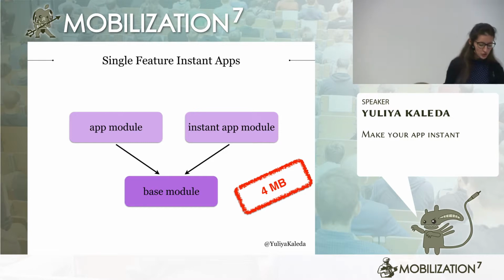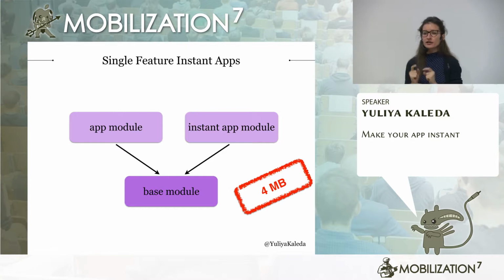But there is an issue with single feature Instant App, and the issue is the 4 megabyte size limit. Just because we have one base module, right? Once you reach the 4 megabyte size limit within that base module, there is no space for you to grow. You cannot add extra features on top of what you built because there are no other modules, right?